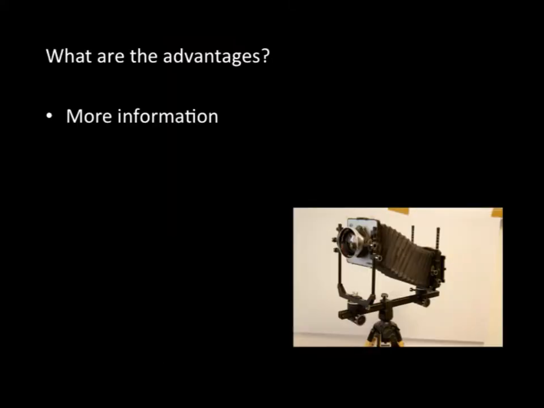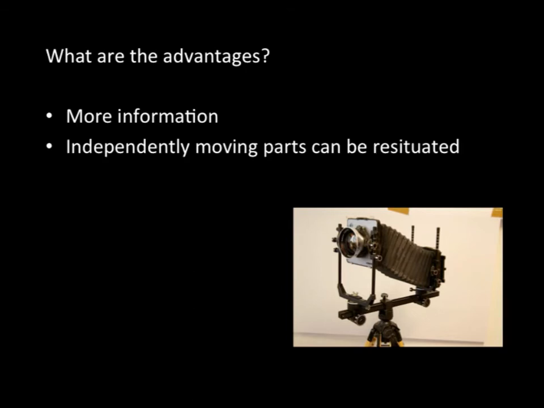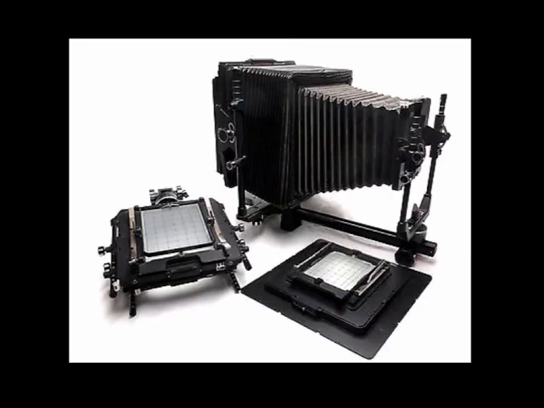Okay, so advantages, more information. Independently moving parts can be resituated. All the different parts on the view camera, the ones that we're using, are interchangeable. The front part comes off, the middle part comes off. It's all separate pieces that you can change out and reconfigure depending on your needs.